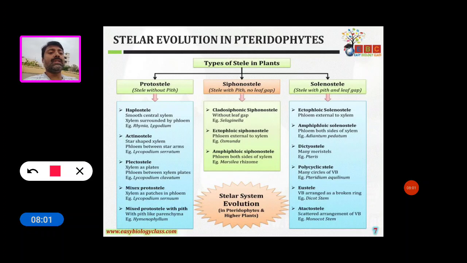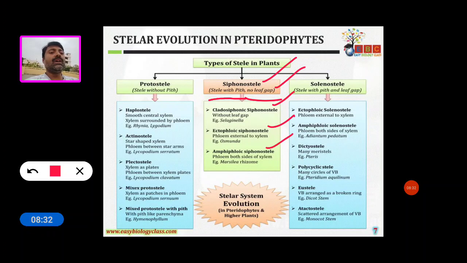And the next one we see is the siphonostele. Siphono means stele with pith. Siphonostele means stele with pith but no leaf gap. Siphonostele is again classified into cladosiphonic siphonostele, ectophloic siphonostele and amphiphloic siphonostele.